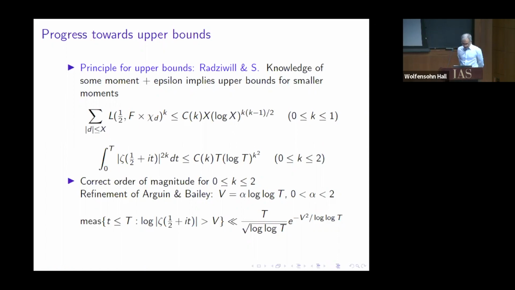Now, tomorrow we'll hear a little bit more from Bailey on this theme, that you can refine this a little bit more. I mentioned that the 2kth moments are connected to large deviations in Selberg's theorem. They're measuring the measure of the time on which you take values of size (log t)^k. So this recent refinement of Arguin and Bailey actually gives the right upper bound for the measure of large values of t in the same range that we've stated.